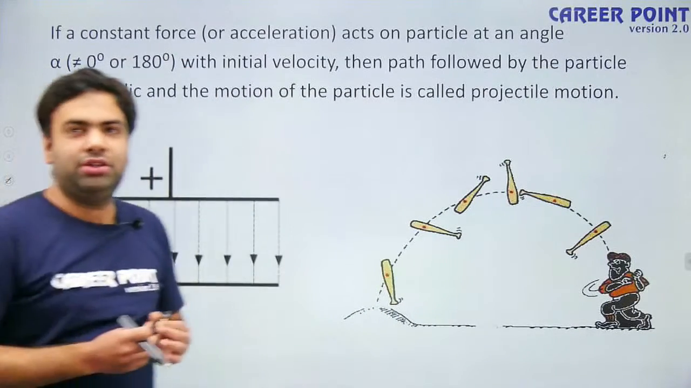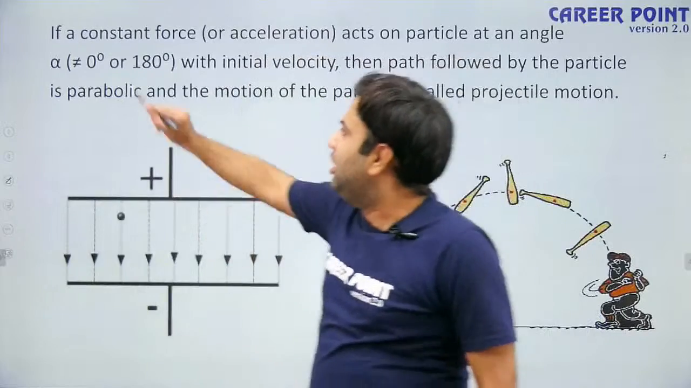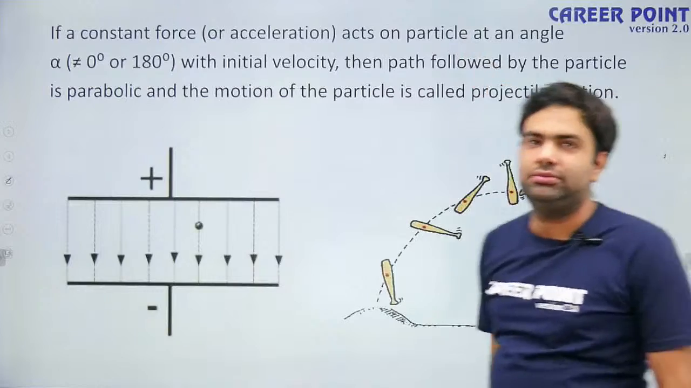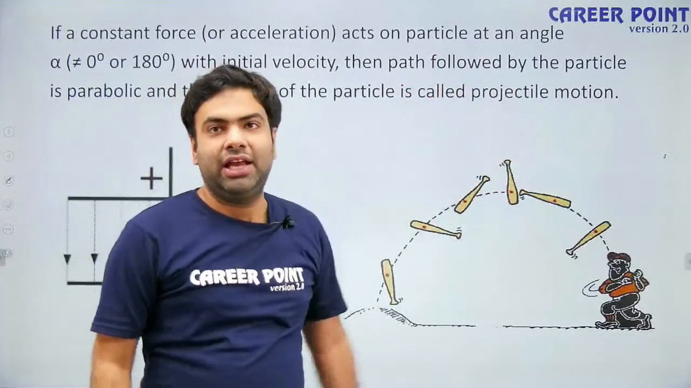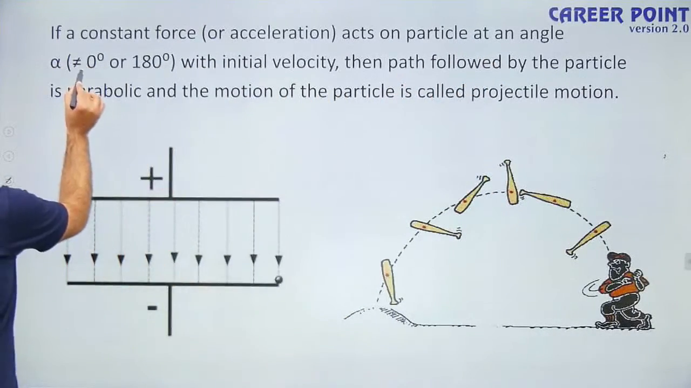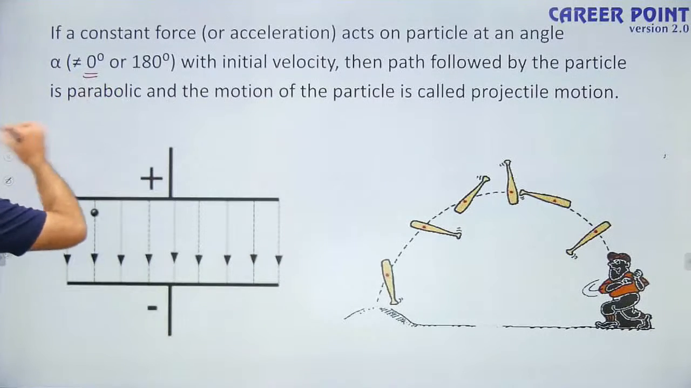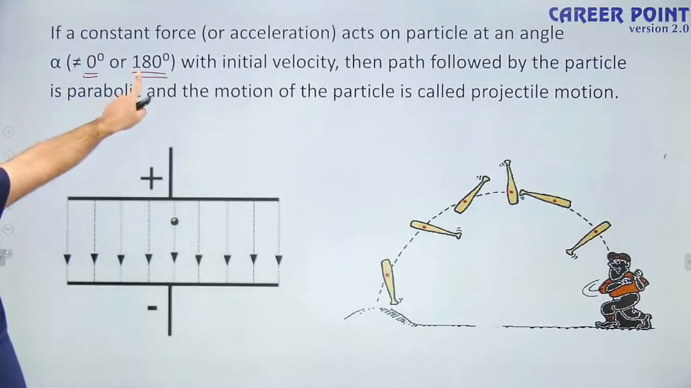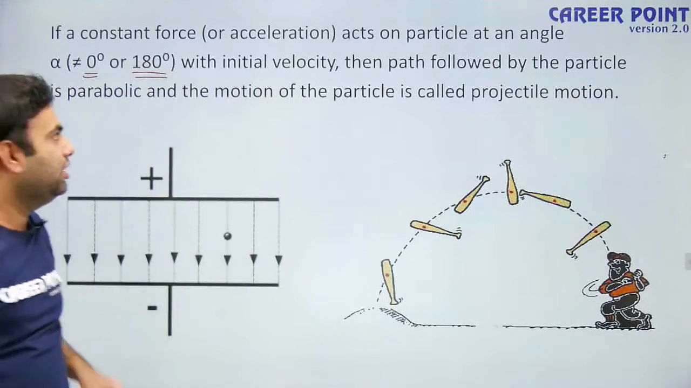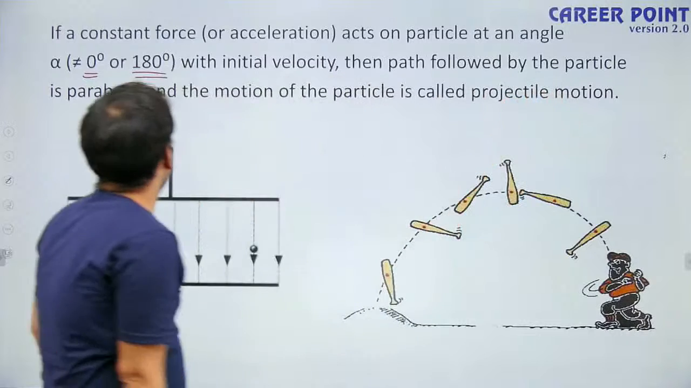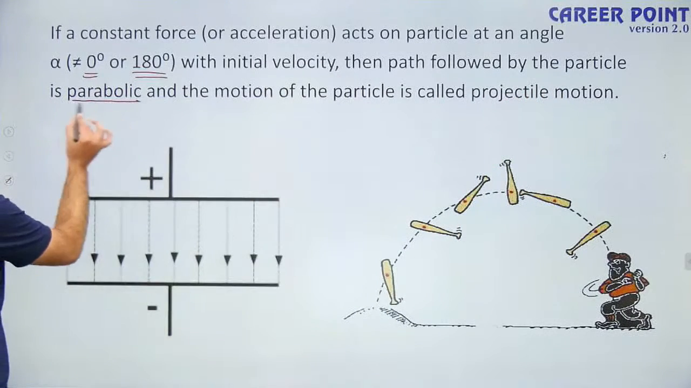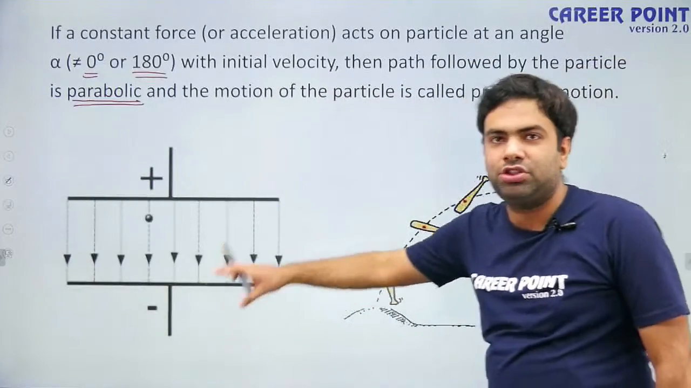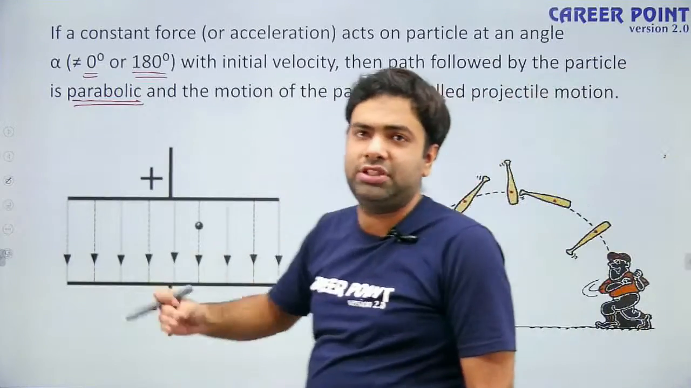So, what is projectile motion? Technically, let's learn. If a constant force or acceleration acts on a particle at some angle, and that angle should be neither 0 degree nor 180 degree, at an angle which is not 0 degree and not 180 degree, with initial velocity, then the path followed by the particle is parabolic. Okay, it is a parabola. It is not a straight line, but a parabola. Also, we will derive the equation of path, and we will see that the equation is quadratic, so it is a parabola.